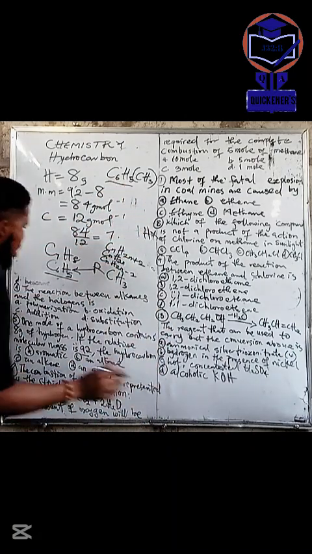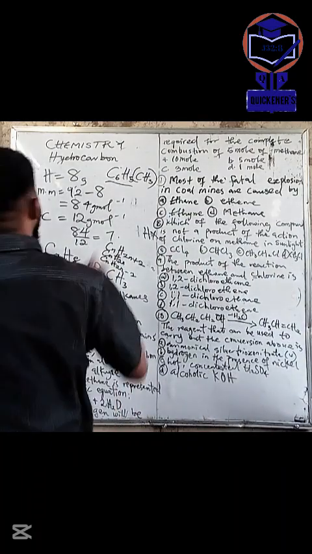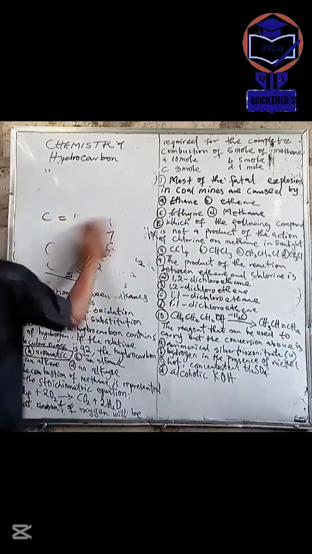So what option is correct? The option that is correct is aromatic, option A. Can you see that? Option A is the most appropriate option. So let's try and solve number 6. Let me wipe the board off so that we can have space to solve number 6 now.